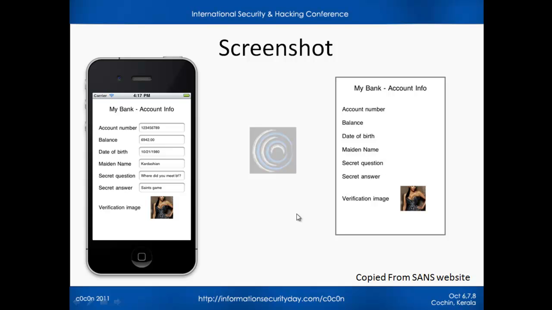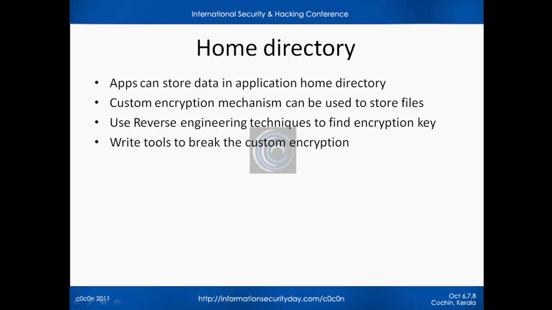Home directory. Apart from plist files, keychains and logs, an application may store information in the home directory as well. So carefully observe all the files in your home directory. Applications can use custom encryption mechanisms while storing information in these files. Use reverse engineering techniques and identify the encryption key. Write your own tools to break the custom encryption.